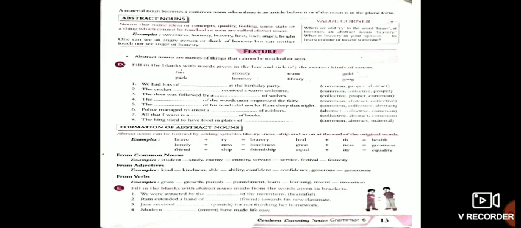Clear? Now we'll discuss D exercise, that is, fill in the blanks with words given in the box and tick the correct kind of noun. So these are the words which they have given us, and here we have to tick whether it is a common noun, proper noun, abstract noun or collective noun. First is, we had lots of dash at the birthday party. The cricket dash received a warm welcome. Third, the deer was followed by a dash of wolves. The dash of woodcutter impressed the fairy.